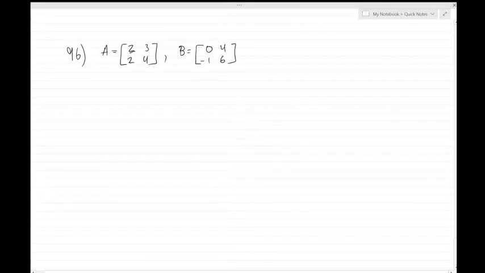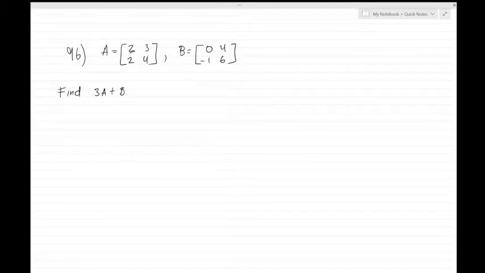Number 96. Again, we have matrix A, and in this case we have a 2 by 2, which is 2, 3, 2, 4. So those are the elements in this 2 by 2 matrix. B is the following: 0, 4, -1, 6. So we are asked to find 3A plus B. So we have a combination between scalar multiplication and addition of two matrices.